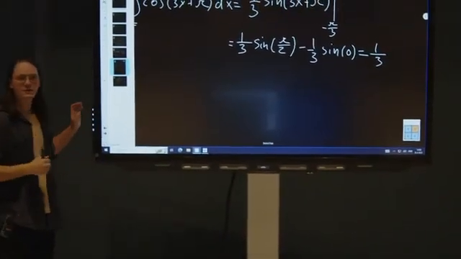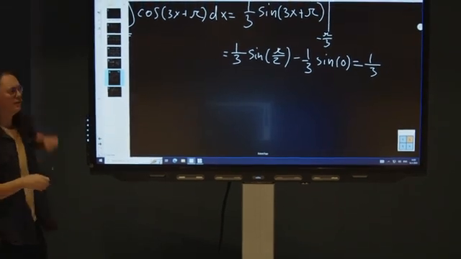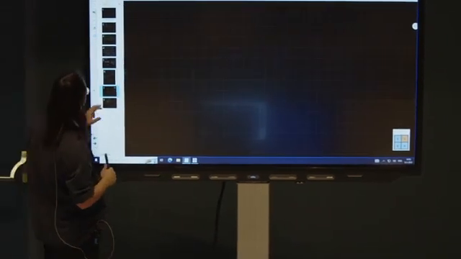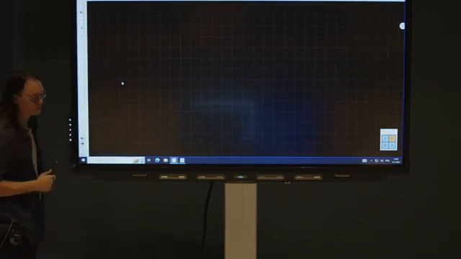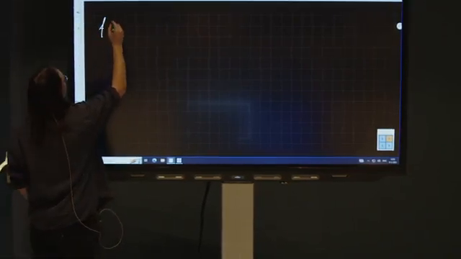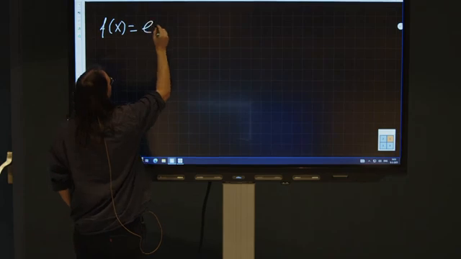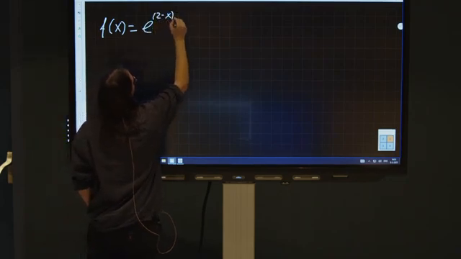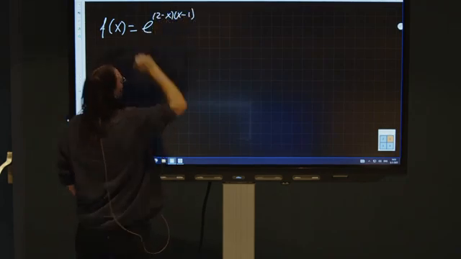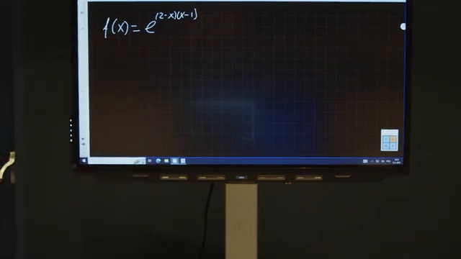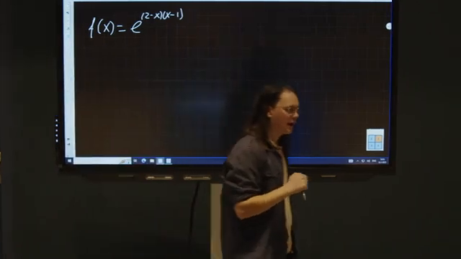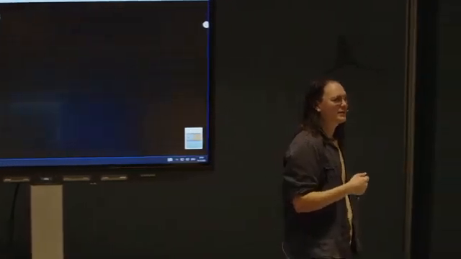So if there are no more questions, then we can move on to the fifth problem, which is an optimization problem. So we got a function here, e to the power of 2 minus x times x minus 1. And it's given in the exercise that this has a maximum. And then the question is just to find both where that maximum occurs and what the value of that maximum is.